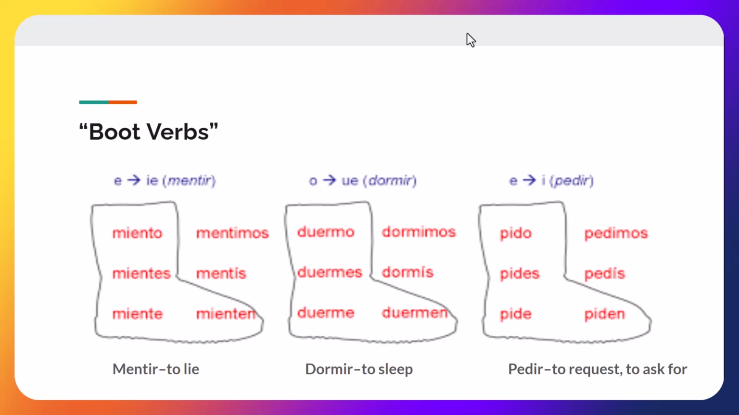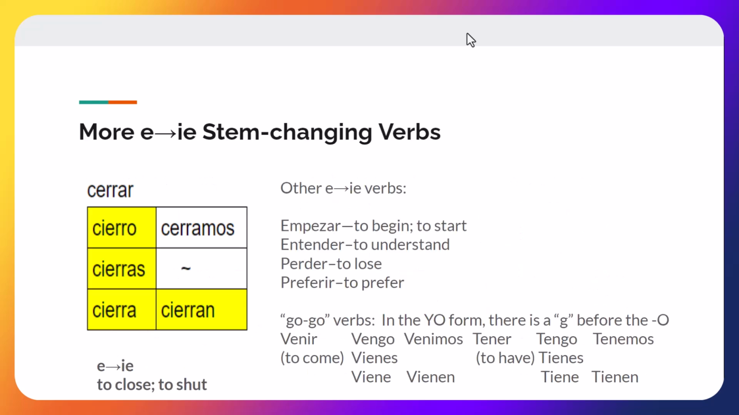Let's look at a few more here. Let's break it down into categories. So we've got a few E to IE stem changing verbs. Let's look at another one here. We have the verb cerrar. Cerrar means to close or to shut. It is an E to IE stem changing verb. So the forms that change are highlighted in yellow here. Once again, all of the singular forms, first, second, and third person, and the third person plural are the forms that change. By now you've noticed that the nosotros forms never stem change.